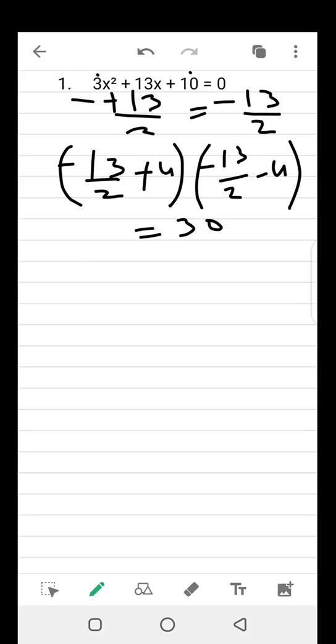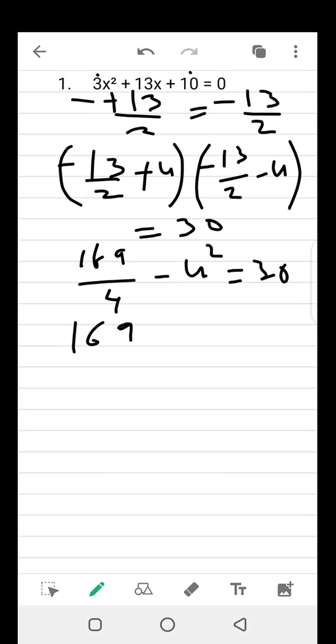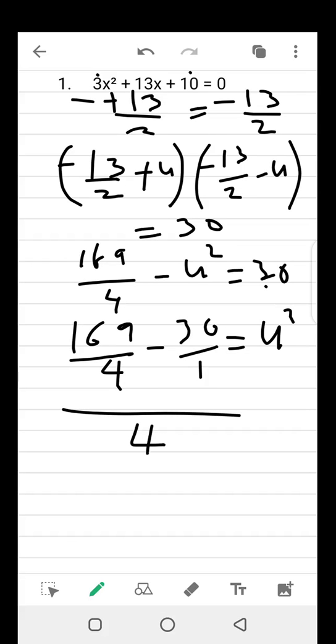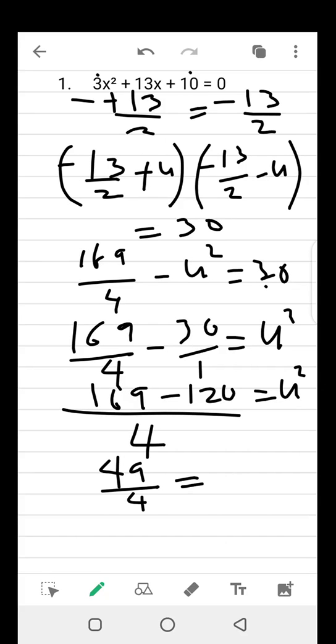So if I open the bracket, I'm going to have 169 over 4 minus u squared equals 30. I'll collect like terms. I bring 30 to this side. I have 169 over 4 minus 30 over 1 equals u squared. Good. So I can find the LCM of this. This will be 169 minus 120 equals u squared. Then this will give me 49 over 4 equals u squared.